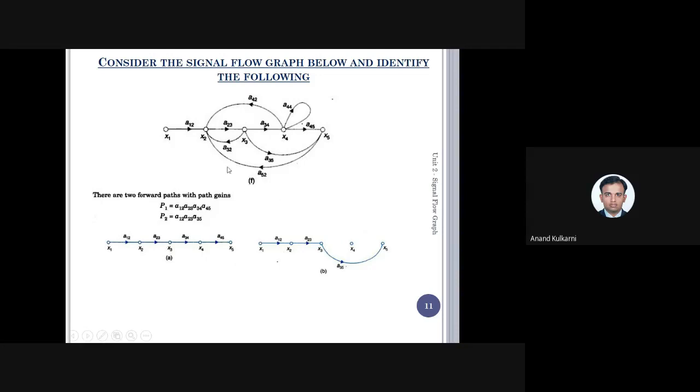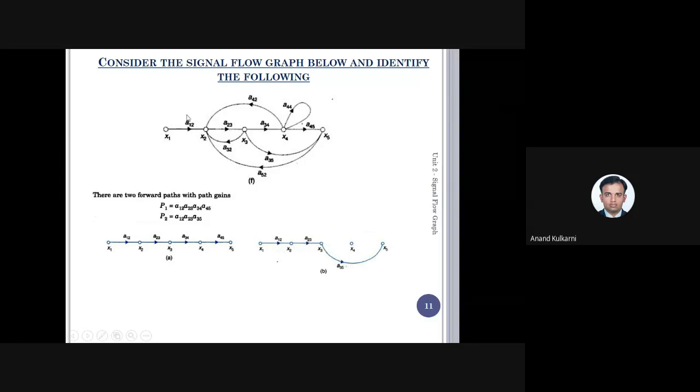Just observe here. If you see, this is one forward path, that is 1 to 2, 2 to 3, 3 to 4, 4 to 5. That is what is shown here. This is one forward path. Similarly, there is one more forward path: 1 to 2, 2 to 3, and then 3 to 5. That is shown here. So there are 2 forward paths.